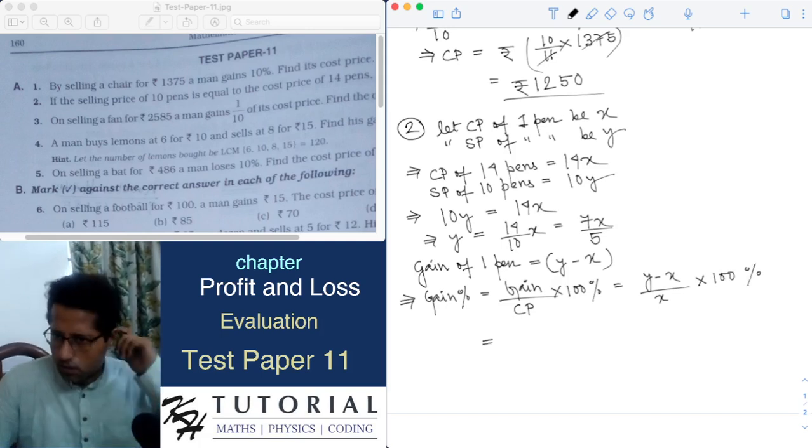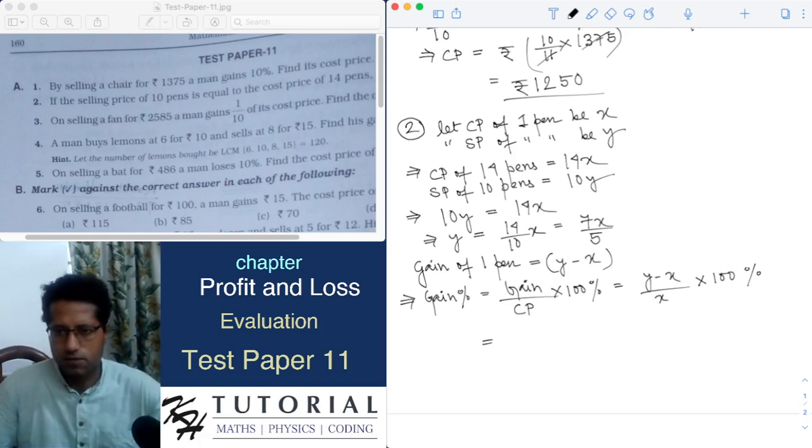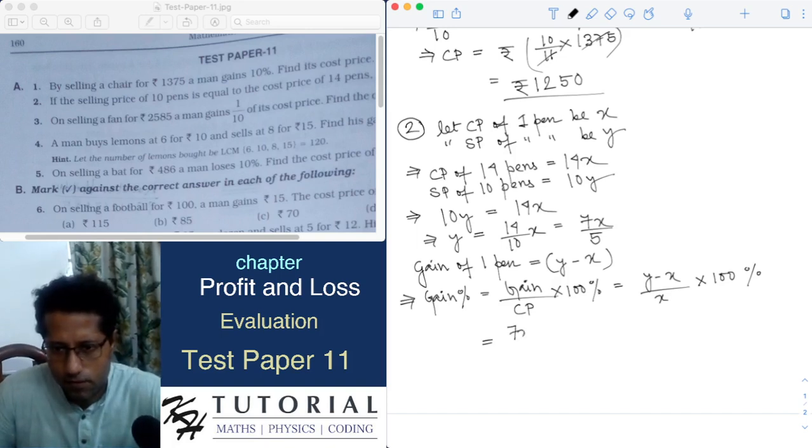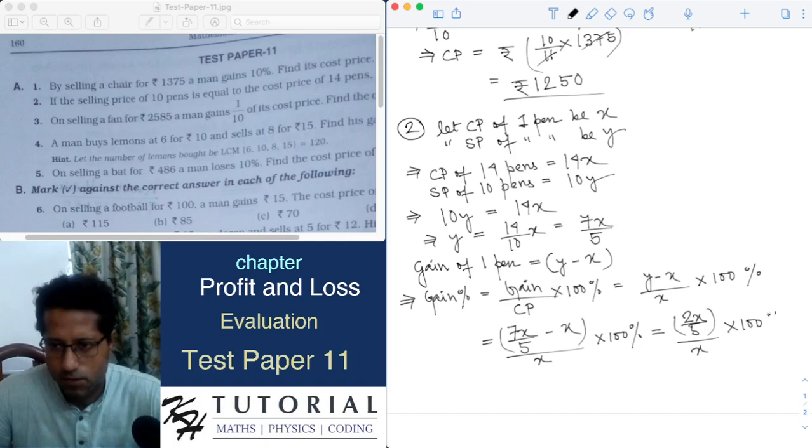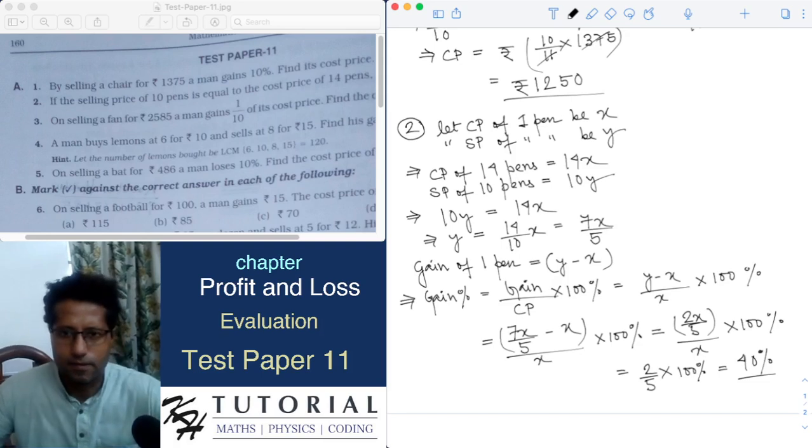Now we will substitute in this expression, y minus x by x, y with 7x by 5. So we have 7x by 5 minus x divided by x multiplied by 100%. Now 7x by 5 minus x is 2x by 5, and we have divided by x multiplied by 100 percent. Now x cancels out and we have 2 by 5 into 100%. This is equal to 40%. So 40% is the gain.